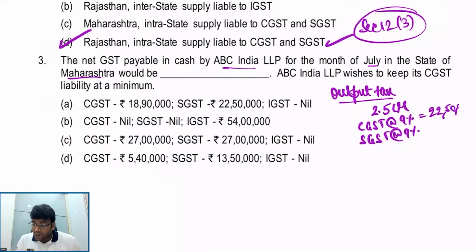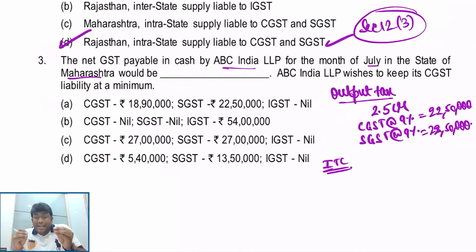22 lakhs 50,000 CGST, 22 lakhs 50,000 SGST. And if I have to talk about my input tax credit, whatever tax I'm paying to Dream Hotels, I can't take credit, because a person registered in one state cannot take credit of CGST, SGST paid in another state. So a Maharashtra person cannot take credit of CGST, SGST paid in Rajasthan, on the other side. But he can take credit of that services.